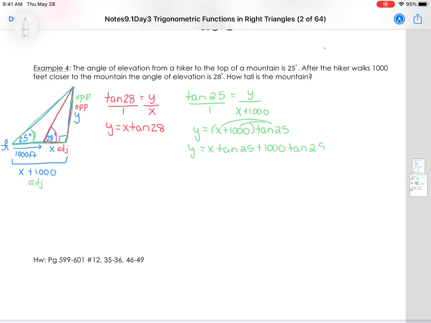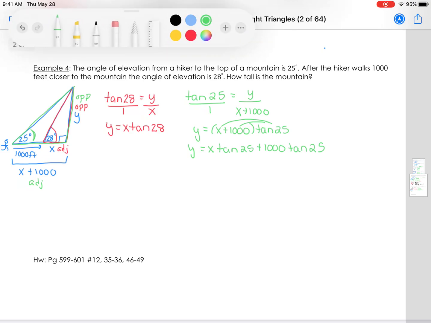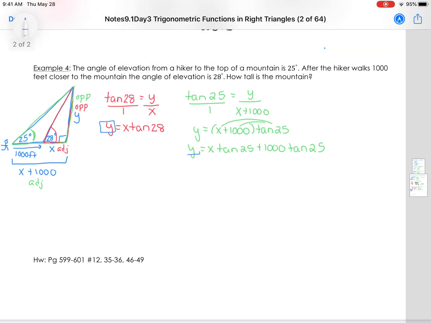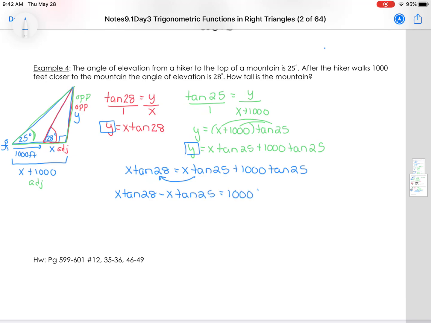Now when you have two things that are equal to the same item, they are both equal to y. This is substitution. You can set the two of them equal to each other. So x times the tangent of 28 equals x times the tangent of 25 plus 1,000 tangent of 25. And we're going to combine like terms. These both have x's, so I'm going to move it to the other side. So x tangent of 28 minus x tangent of 25 equals the 1,000 tangent of 25. They both have an x, so that's like a GCF, so I'm going to take that out.